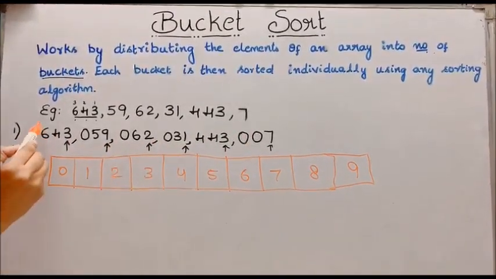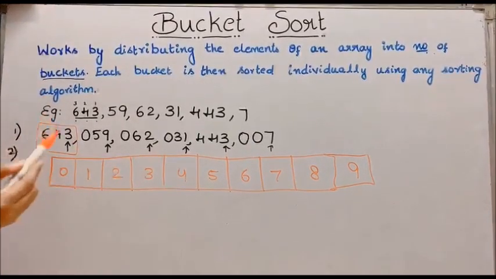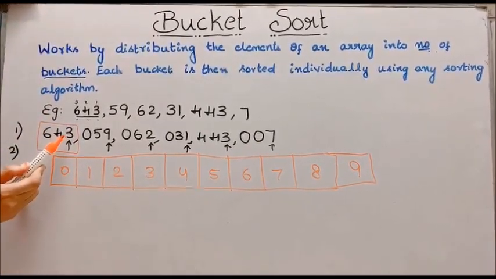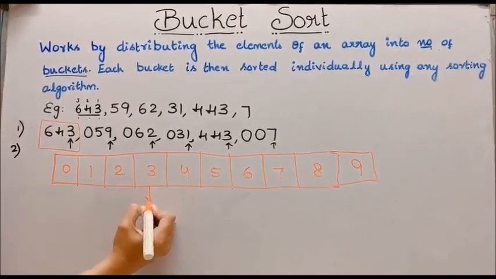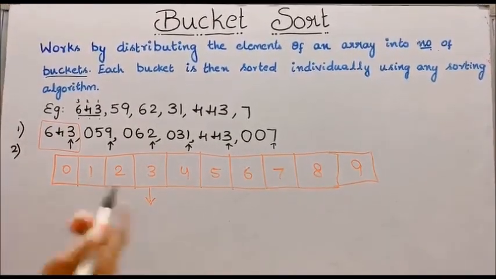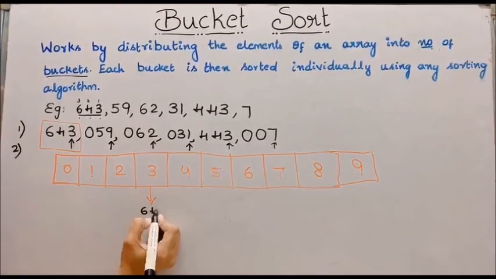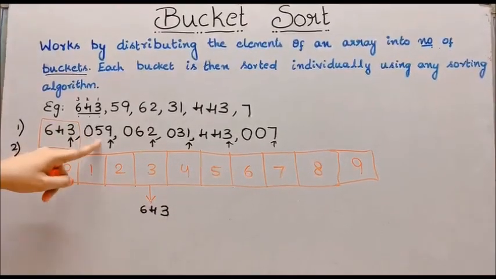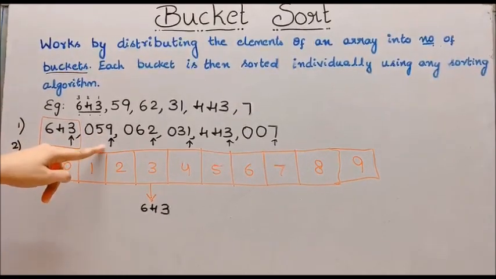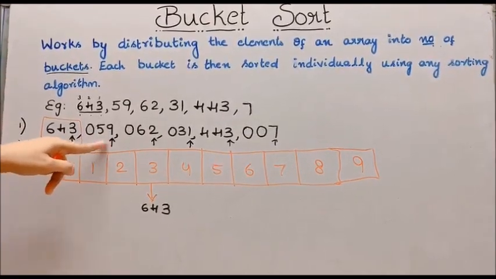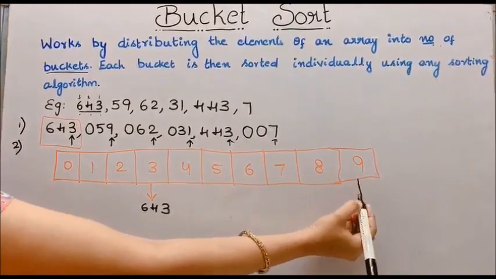In our first step, we will check the LSB of each and every number. Let us consider the first number. The first number's LSB is 3, so this number, 643, should be stored in the third bucket. Next number is 59. The LSB is 9, so this entire number should be stored in the 9th bucket.